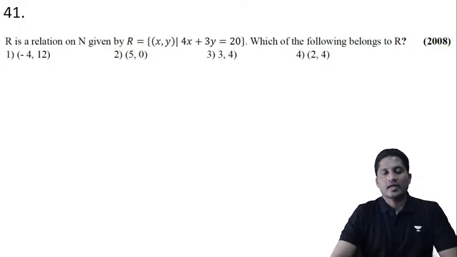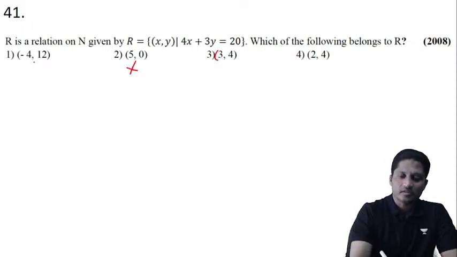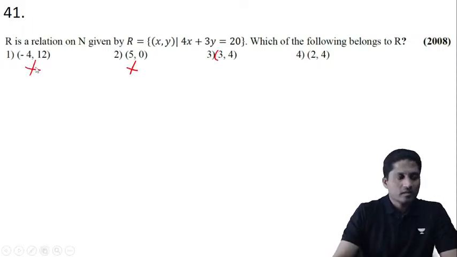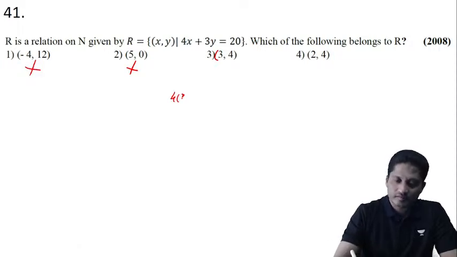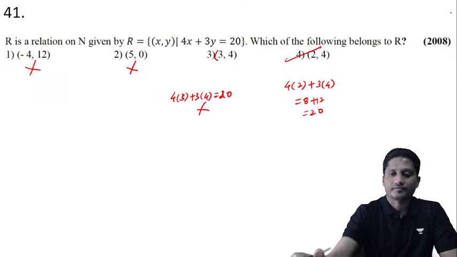Relation R on N, R is equal to {(x, y): 4x plus 3y is equal to 20}. Which of the following belongs to R? It's a relation on N, right? Natural numbers. This is not possible. This is not possible. Alright, now this is 4 into 3. If I use the options, 4 into 3 plus 3 into 4 is equal to 24, which is not equal to 20, so this is not possible. But here if it is 4 into 2 plus 3 into 4, that is 8 plus 12, which is equal to 20. Answer is option D.